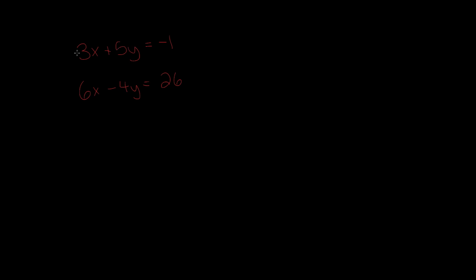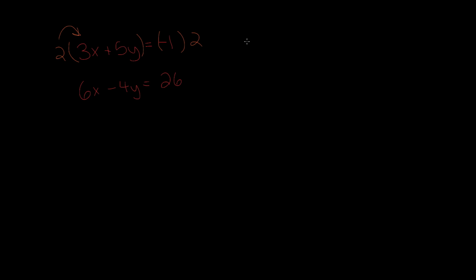Obviously, I could multiply the top equation by 4 and the bottom equation by 5 to get plus 20y on the top and minus 20y on the bottom. But I think that would take too long. What we could do instead is just multiply the top equation by 2 on both sides and get 6 for both of the x coefficients. So I'm going to do this out to the side.